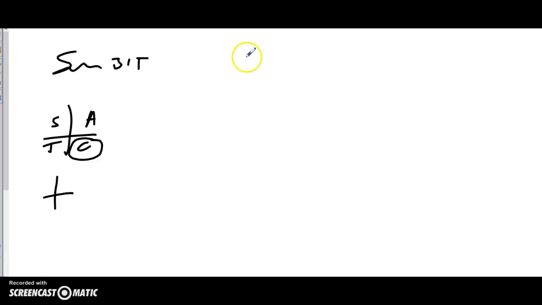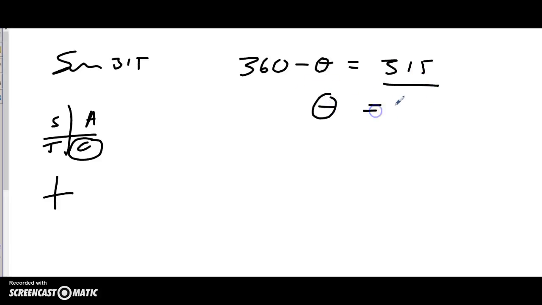What's the related angle in the first quadrant? Well, I go 360 subtract theta is equal to 315. I'm in the fourth quadrant, so 360 subtract theta gets me a related angle in the fourth quadrant, which is 315. I work backwards, and I solve for theta. So I'll bring this over here and that over there, or whatever you have to do. And your answer is 45.